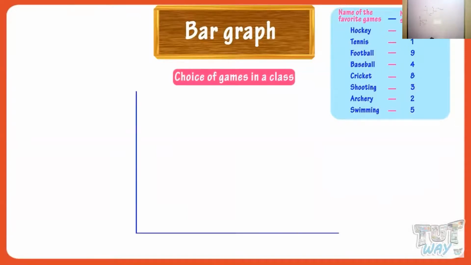First of all, we can give a title to our chart. It can be choice of games in a class. We can give titles to each axis of graph. Let x-axis be number of students. Let y-axis be name of the favorite game.